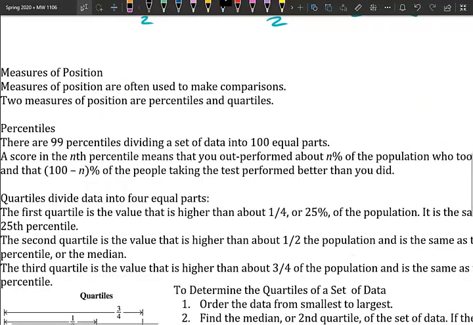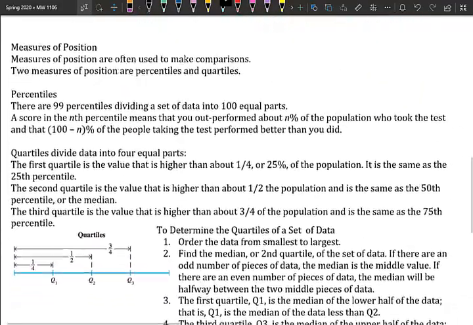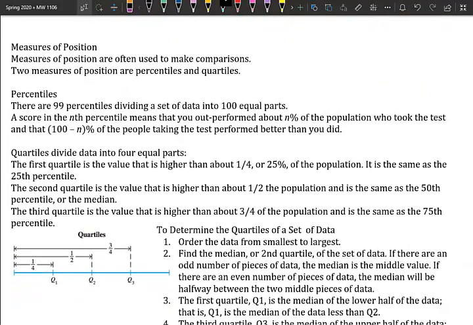All right, measures of position. Measures of position are often used to make comparisons. Two measures of position are percentiles and quartiles. You've heard of percentiles before in your state testing. They'll say like you're in the 70th percentile. Now you'll know what that actually means if you never knew.